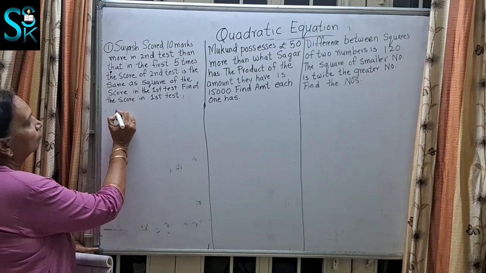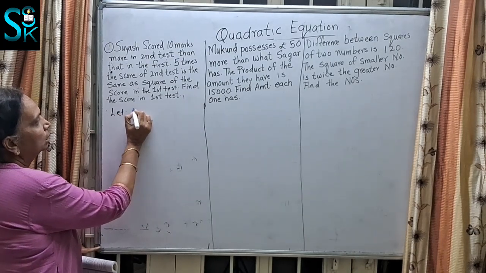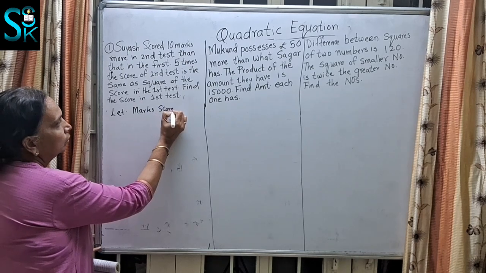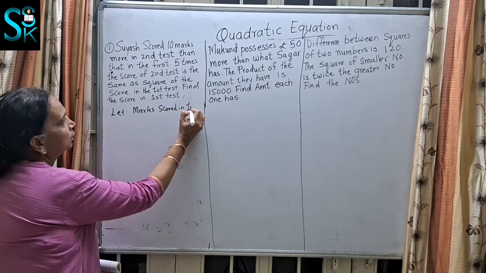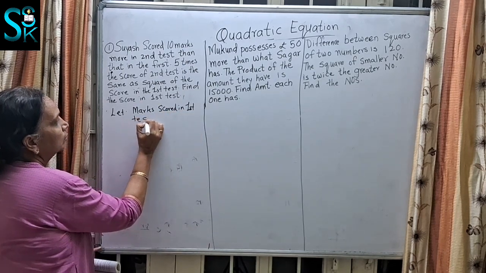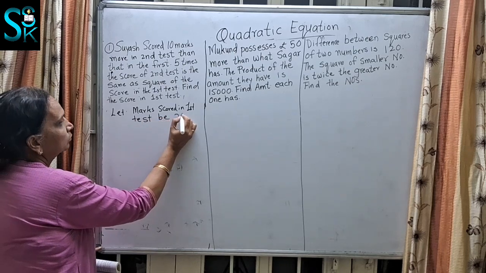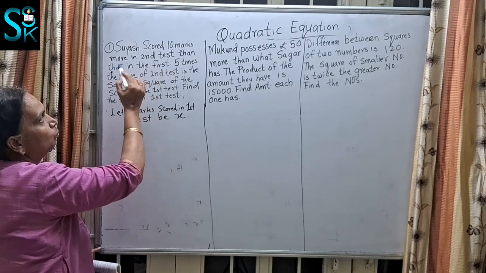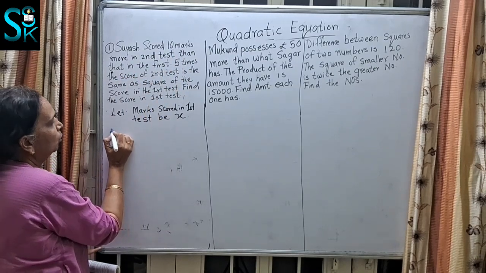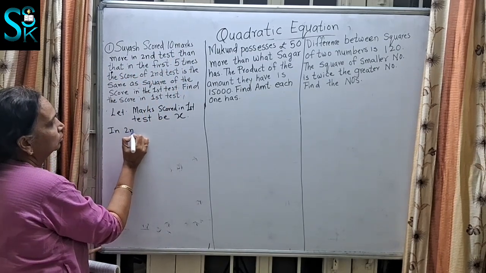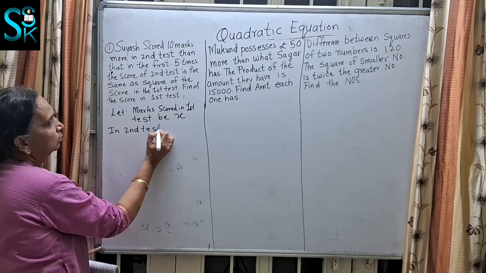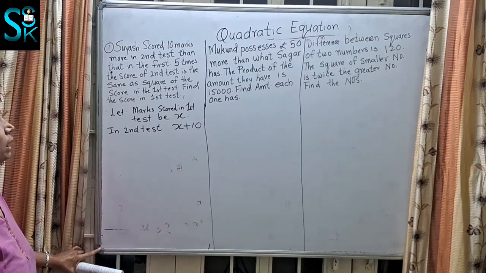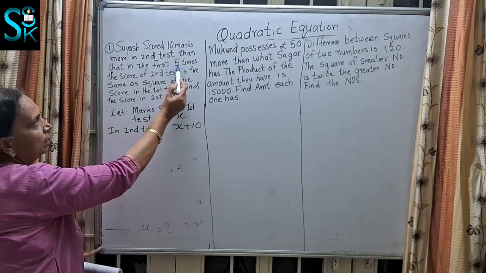Let the marks scored in the first test be x, and what they have told us is that he has scored 10 marks more in the second test. So in the second test it will be x plus 10. Okay, then what is the given condition?